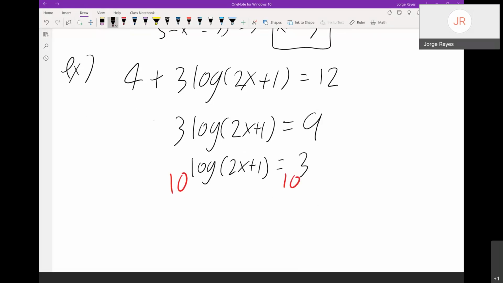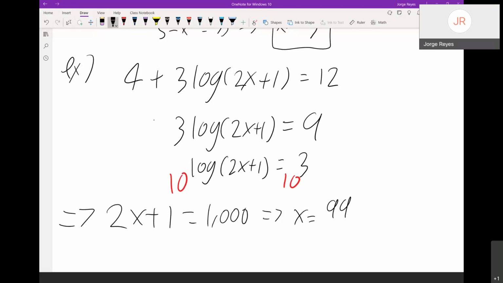Okay. So then we get 2x plus 1 is equal to 10 to the power 3, which is 1,000. Okay. So then subtract 1, divide by 2, and you get 999 divided by 2. And that's the answer. Okay.